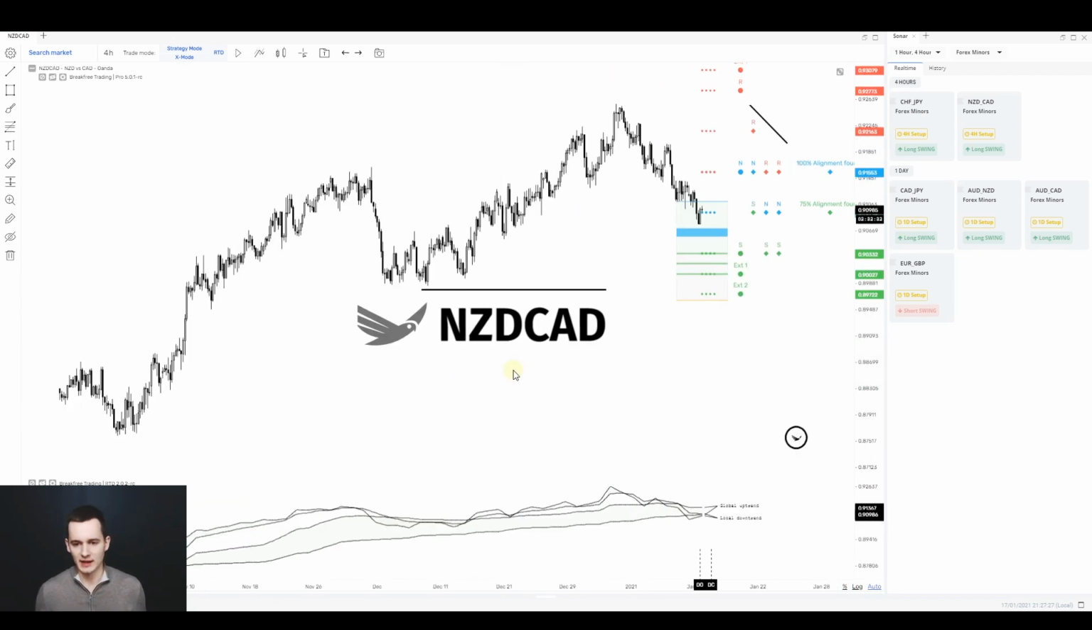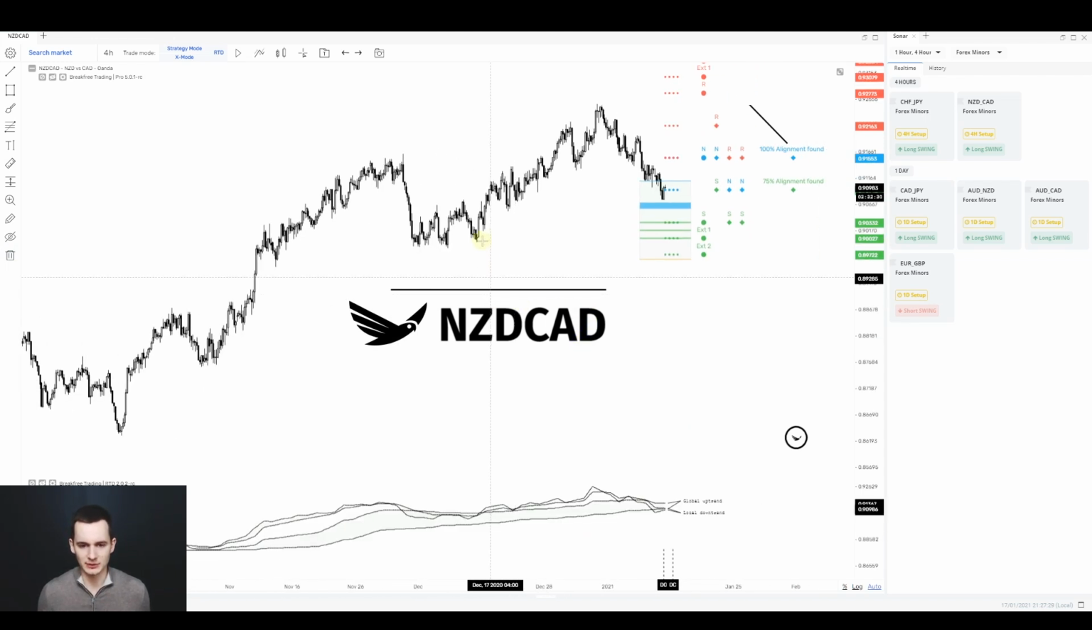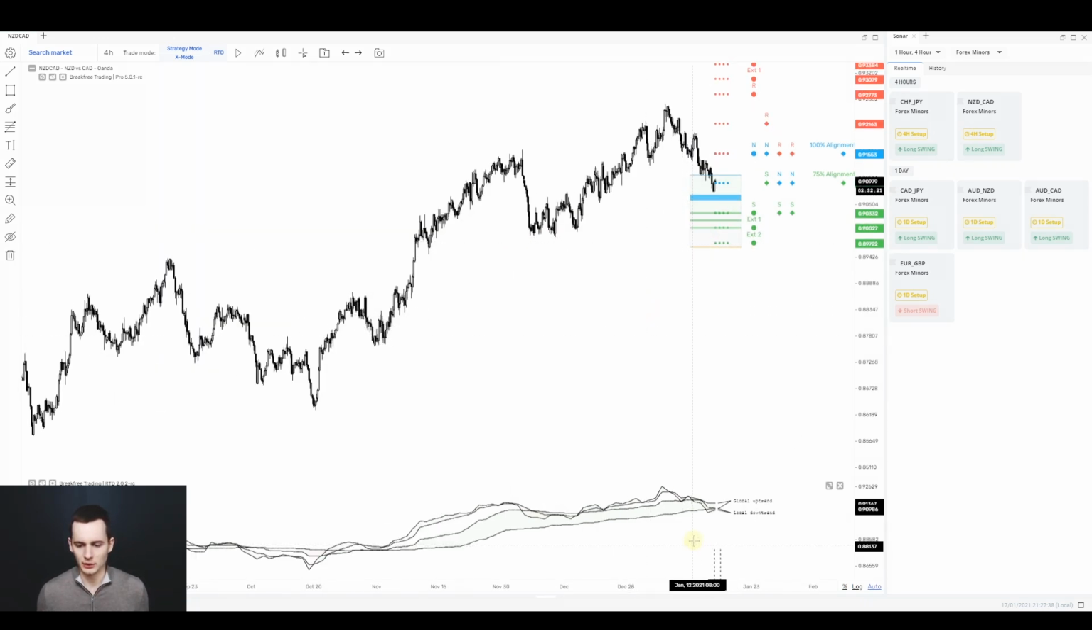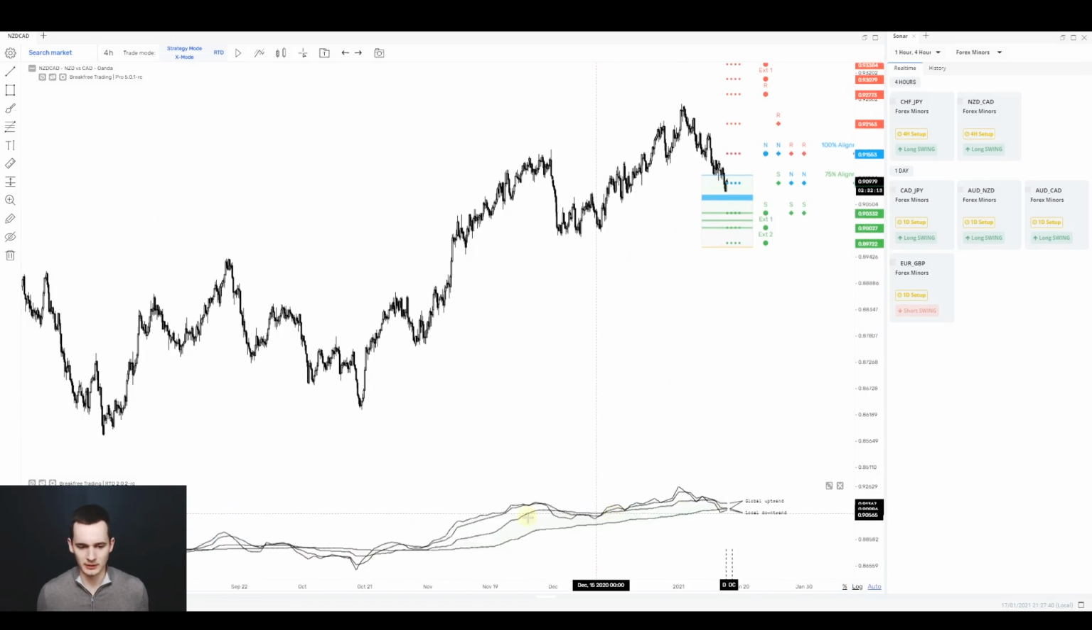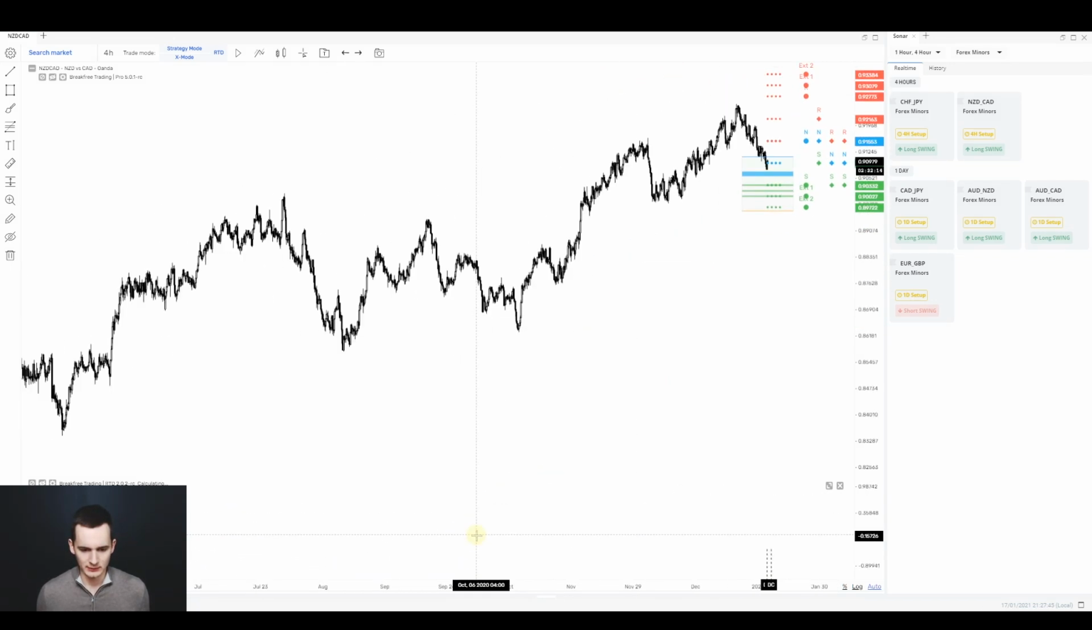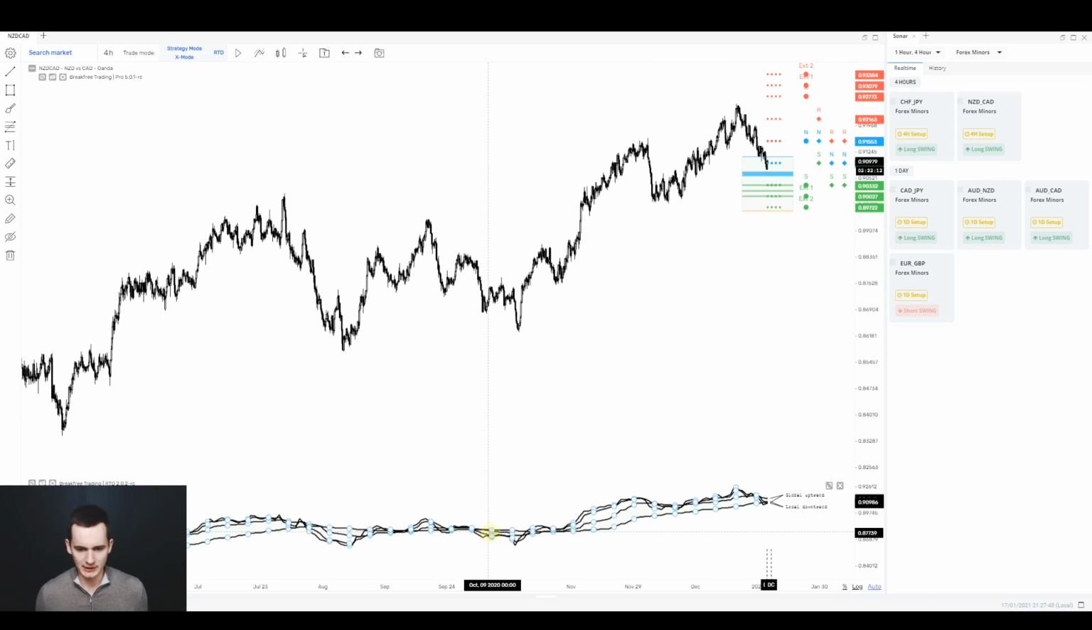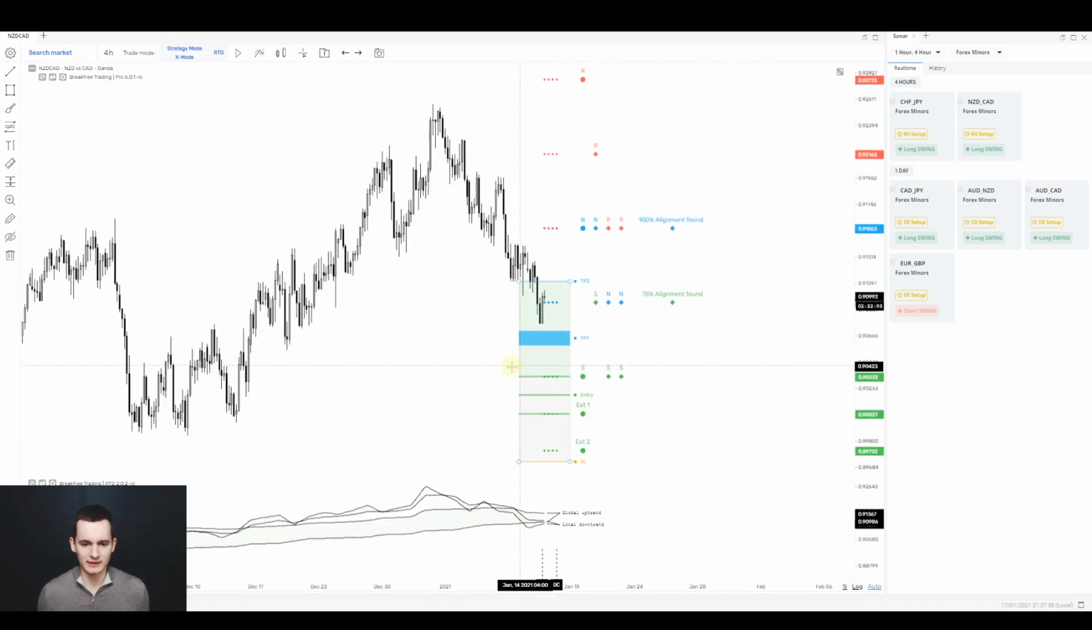Moving on to NZDCAD, a similar scenario. We had a really good rejection here on this level previously. It looks like it was a good support level before. And local is kind of itching below global. Previously when we had these dips, we had a dip here, it stayed below that for a couple of days. Same thing here, I got a fake out here.